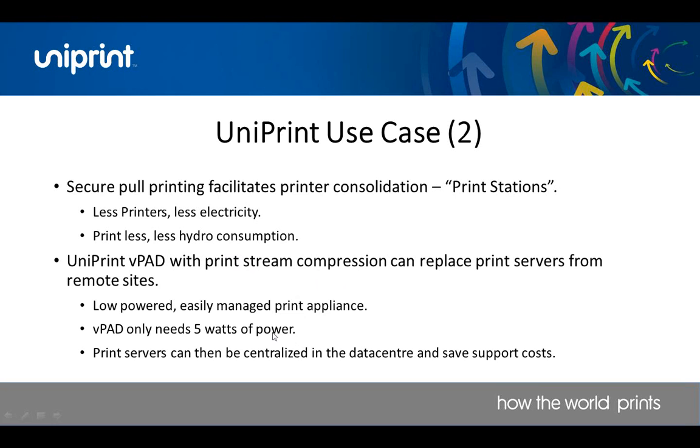If you use the VPad as a print server in some remote locations, the VPad is a network appliance, like we said. It's turn on and off. It's easily manageable. You can manage it right from the data center. So you can put all your print servers back in the data center. Guess what? You're going to save a lot of money because the VPad only needs 5 watts of power. It's on and off. It's easy to save. It's easy to manage. All right.